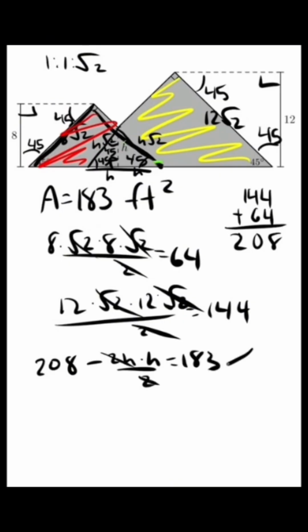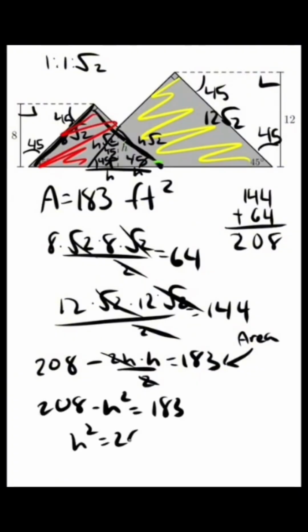Subtracting this from the total area that we got earlier, which we overcounted by, we would get the actual area of the figure, which is 183 square feet. Solving this equation, we would get that h equals 5.